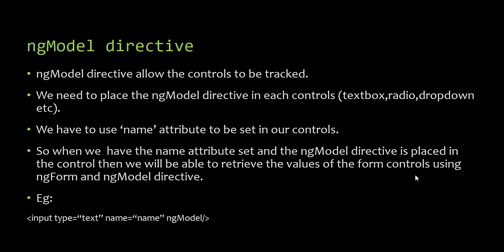Then comes the ngModel directive. So ngModel directive allows the control to be tracked. We need to place the ngModel directive in each control, either it is text box, radio, dropdown, etc. We have to use the name attribute to be set in our control. So when we have the name attribute set and the ngModel directive is placed in the control, then we will be able to retrieve the value of the form control using ngForm and ngModel directive. What we have to do in order to use the ngModel directive, we have to give that particular control and provide the name and just add the ngModel directive.